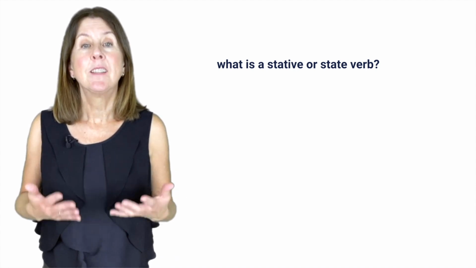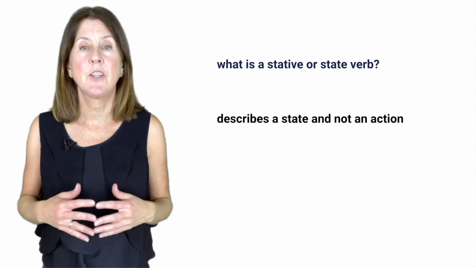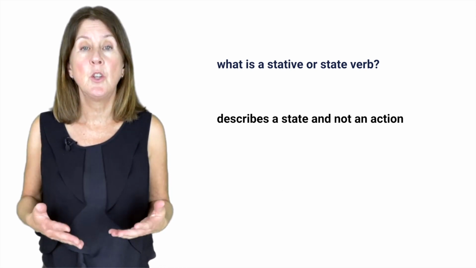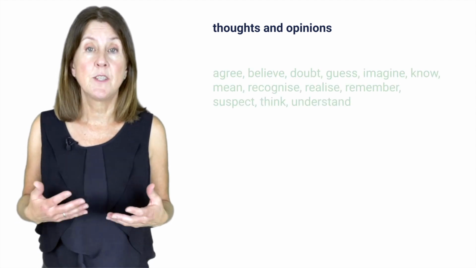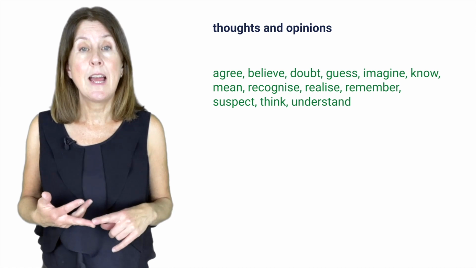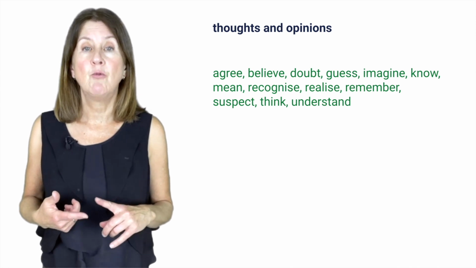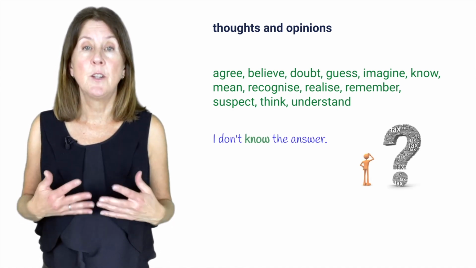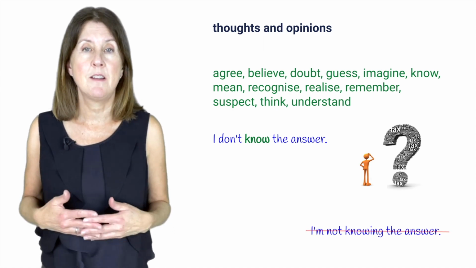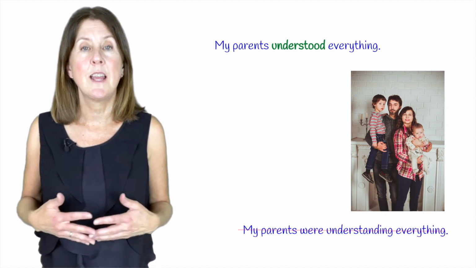They mean the same. A stative verb is one that, as the name suggests, describes a state and not an action. And most importantly, they aren't usually used in the continuous form. So stative verbs often refer to thoughts and opinions, such as the verbs agree, believe, doubt, guess, imagine, know, mean, recognize, realize, remember, suspect, think and understand. For example, I don't know the answer, not I'm not knowing the answer. Or my parents understood everything, not my parents were understanding everything.